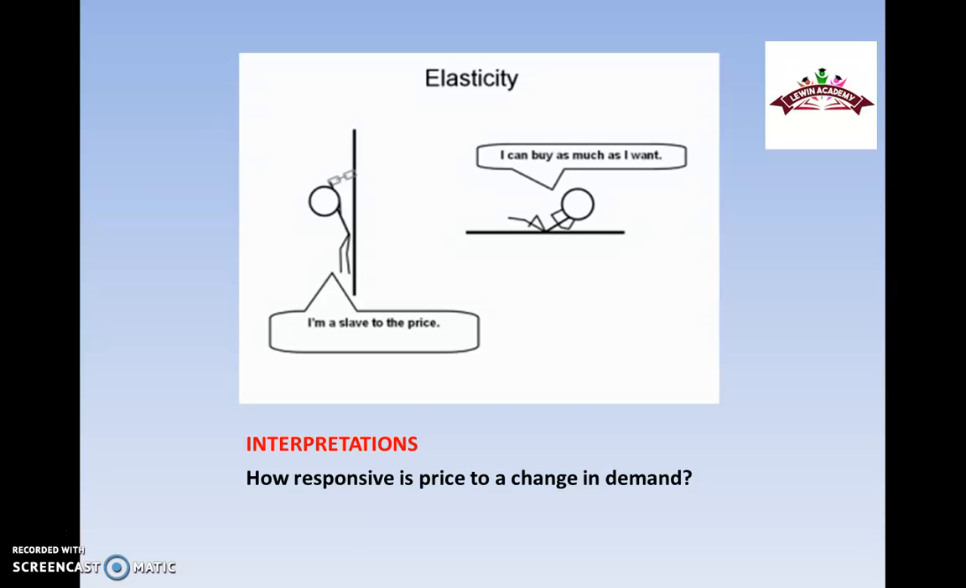Okay, so we had our figures. Now we'll be interpreting those figures. For example, you have this man right here saying, I am a slave to the price. Another one who's leaning and lying down says, I can buy as much as I want. You will understand why they are both saying this in just a minute or less.